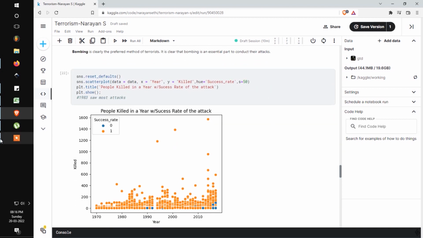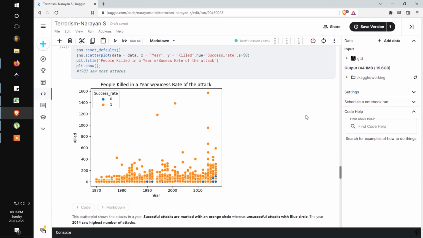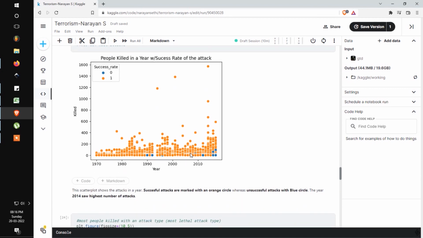The next one is a scatter plot, which shows the people killed in a year with the success rate of any attack. Here the orange blips represent a successful attack, whereas the blue ones represent a failed attack. Here we can see the highest number of attacks in year 2014, which is this one, and almost all of the attacks are successful. The unsuccessful attacks are very few compared to the successful ones. As we can see, the orange dots clearly outnumber the blue dots.